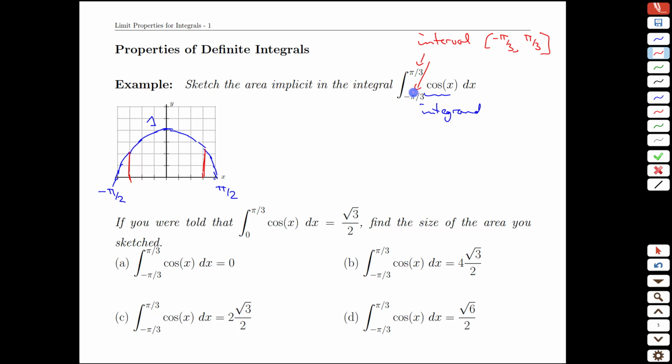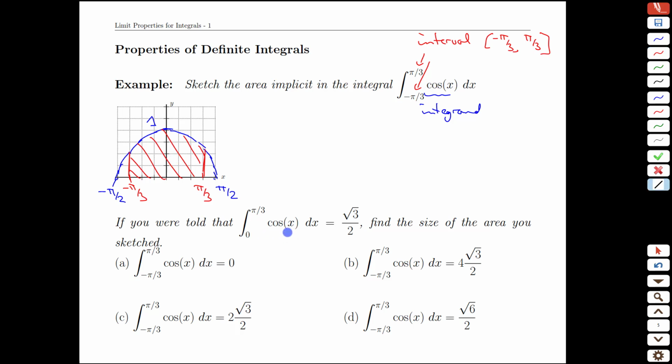And what we're being asked to compute with this integral is the area between the axis and this graph, between negative pi over 3 and pi over 3. So let's add an extra ingredient. What if you were told that the integral from 0 to pi over 3 of cos of x dx were equal to a particular value, here root 3 over 2. Can you relate that to the area that's on the graph here? Pause the video and we'll check in a moment.